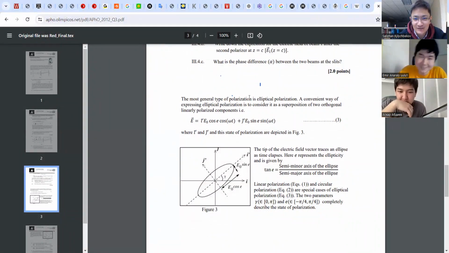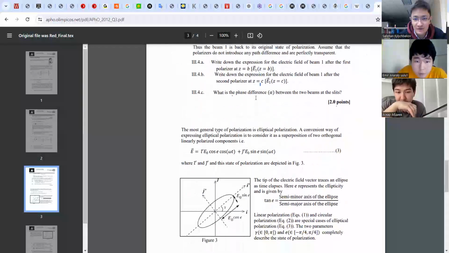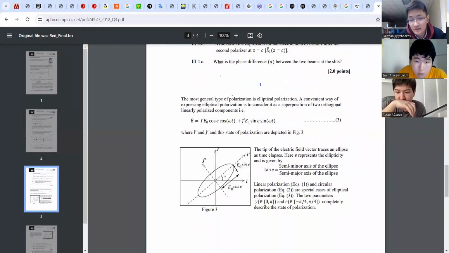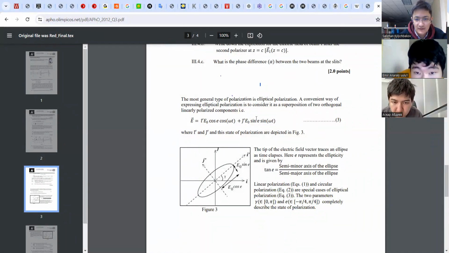The most general polarization, now polarization has started. The most general type of polarization is elliptical polarization. A convenient way of expressing elliptical polarization is to consider it as a superposition of two orthogonal linearly polarized components. This is the equation. It's just given, you don't have to know it in advance, and you work with what is given.